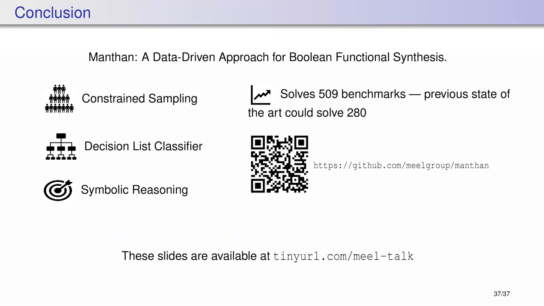So with that, let me conclude. I talked about the approach to one particular problem, which is a very fundamental problem that has been studied for nearly 150 years, called functional synthesis in the Boolean setting. I talked about our approach, which relies on sampling, uses decision trees followed by decision lists for learning, and the advances in symbolic reasoning to be able to repair the initial candidate solutions found by the machine learning techniques.